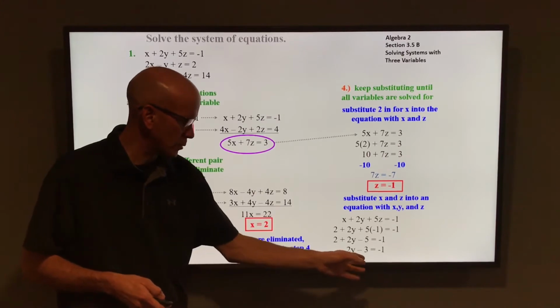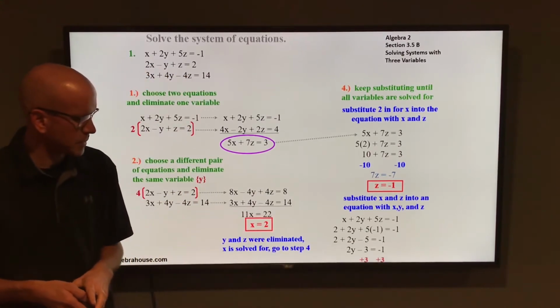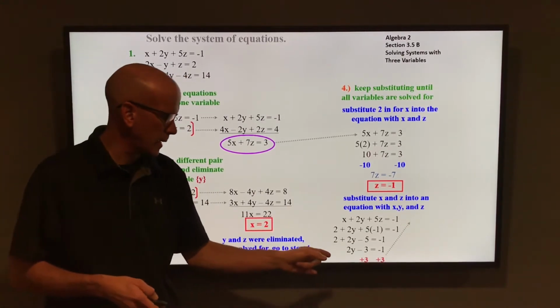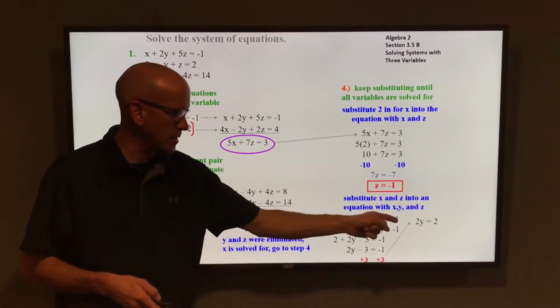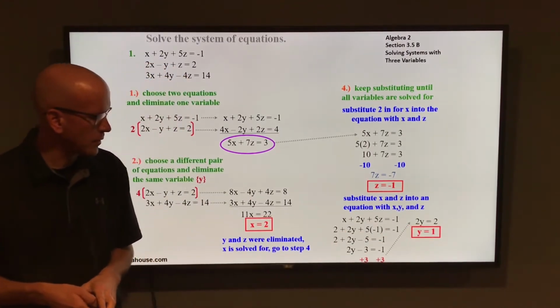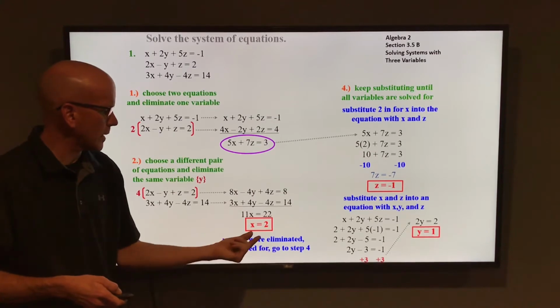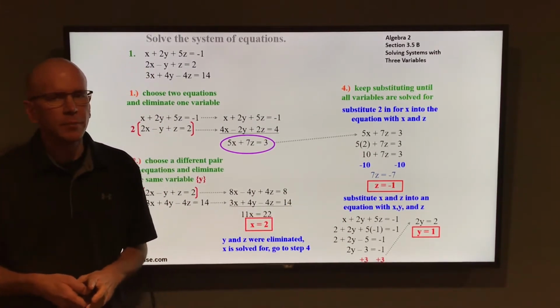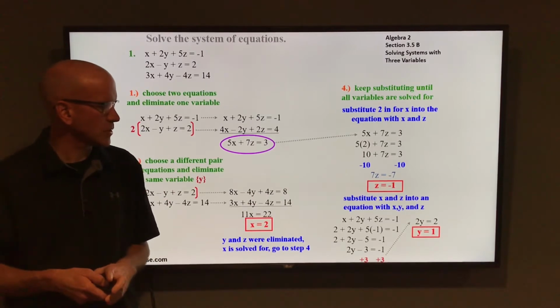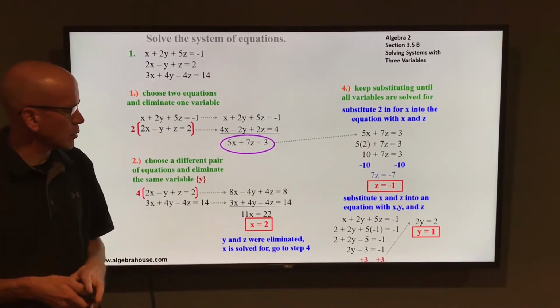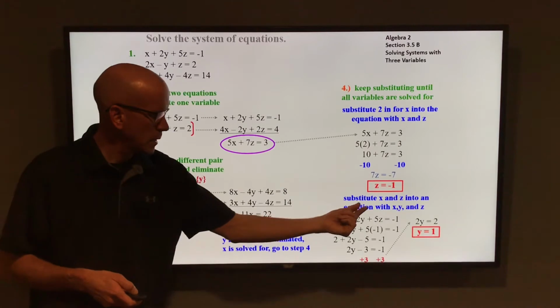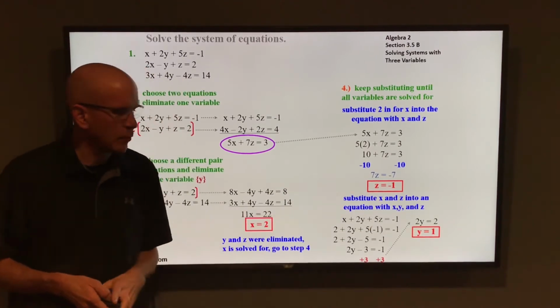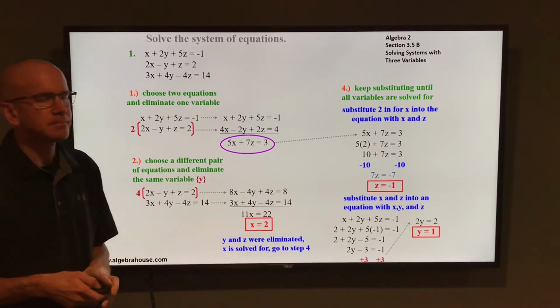So 2y minus 3 equals negative 1. Add 3 to both sides. End up with 2y equals 2. And then divide each side by 2, y equals 1. So now you know the value of all three variables. x is 2, y is 1, z is negative 1. Those represent the point of intersection of those three planes. So the coordinates of that point would be 2, 1, and negative 1. That is the point of intersection.